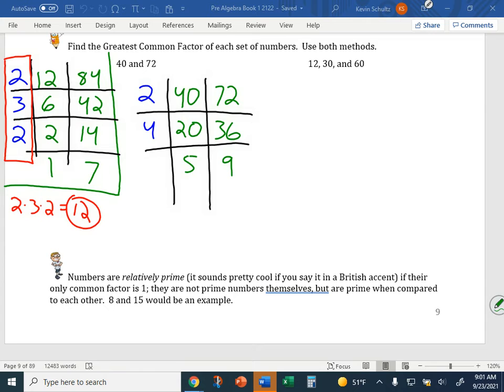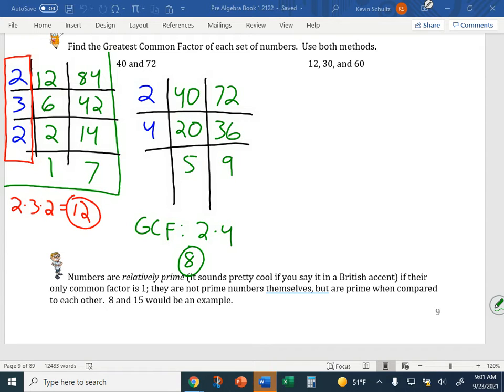Are we done? Yeah. How do we know? Because there's nothing else we can divide out of both 5 and 9. So what's our greatest common factor? 8, right? 2 times 4, not 2 plus 4, 2 times 4, and that's going to give us 8.